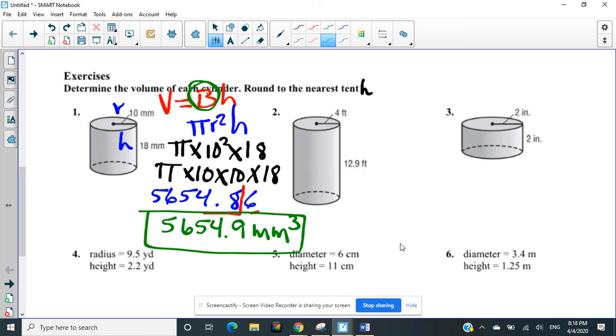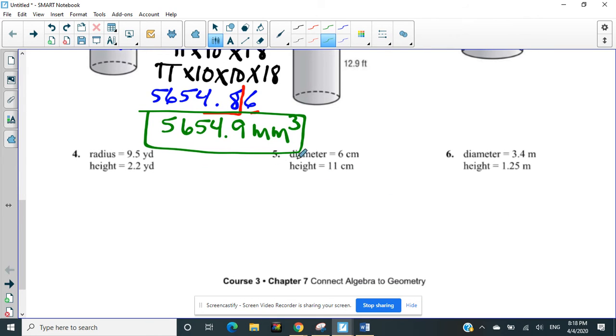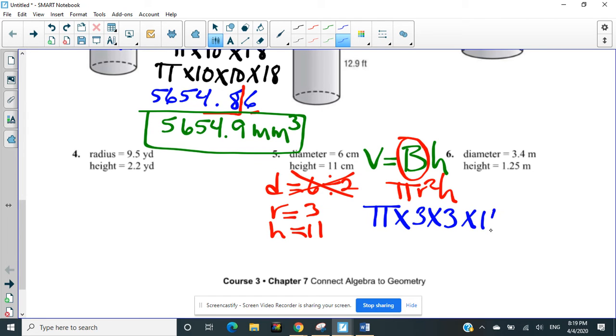Okay, now I'm going to go to a problem without an image and also using diameter. So let's go ahead and begin. We decided that we're going to do number 5, volume equals area of the base times the height. We established that capital B represents pi r squared, and bring down your height. So if diameter is 6, we've got to divide it by 2 to get the radius. The radius will be 3, and your height will be 11. So you can remove the other ones so that you don't get confused with them. So now let's substitute: pi times 3 times 3 times 11.